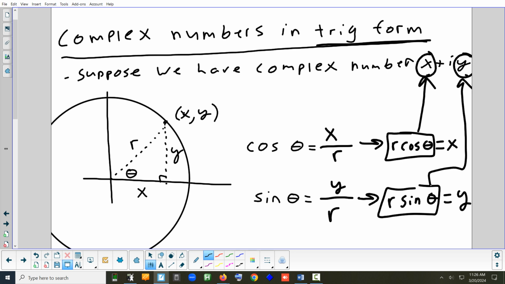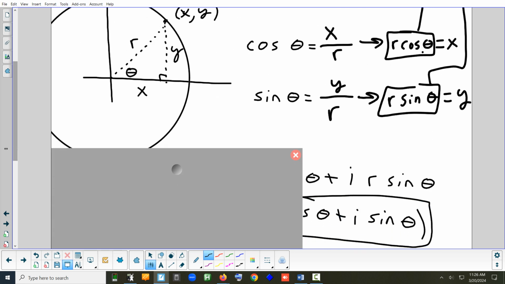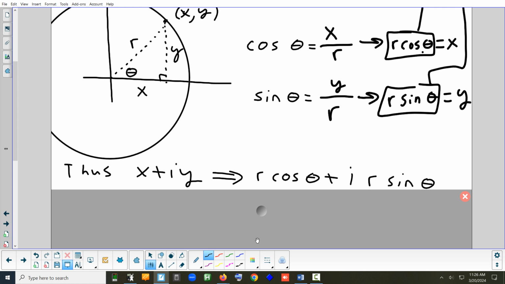If you substitute in those two things that I'm pointing to, that will change your complex number to trig form. Let's write that down. Instead of x, you're going to fill in r cosine theta. The i just stays right where it is. Nothing happens to that. And instead of y, you fill in r sine theta. Any question on how I got the r cosine theta or the r sine theta? It just comes from looking at that right triangle.